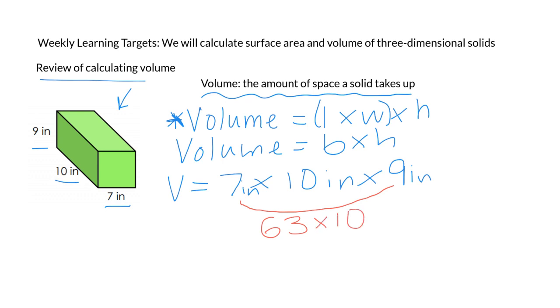Now I did that because for me, it'd be easier to multiply 9 times 7 is 63, then times 10, instead of 7 times 10 is 70 times 9. But you can find whatever way works best for you. And I know that 63 times 10 is 630. And remember, we're finding volume here. So that means that our volume equals 630 cubic inches.